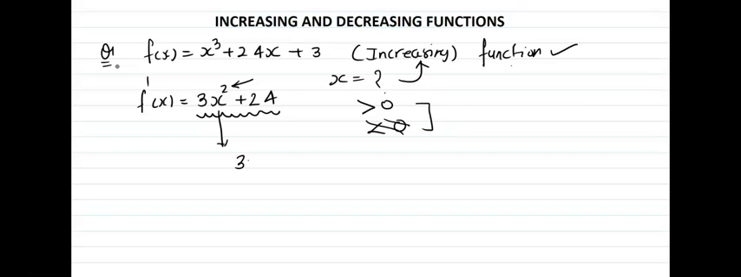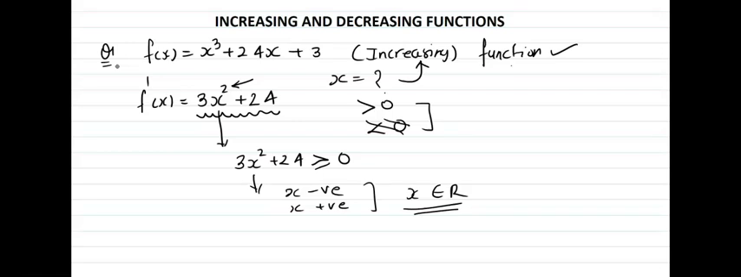So if it is increasing, then 3x^2 + 24 should be greater than or equal to 0, isn't it? Is it greater than 0 or not? So which values of x? You can take any value of x. x can be negative, x can be positive. So for any value of x, we say x belongs to the real numbers. For any value of x, this function will be increasing.